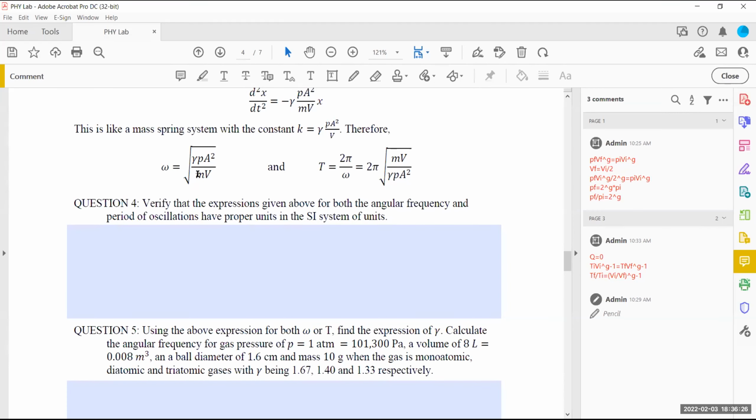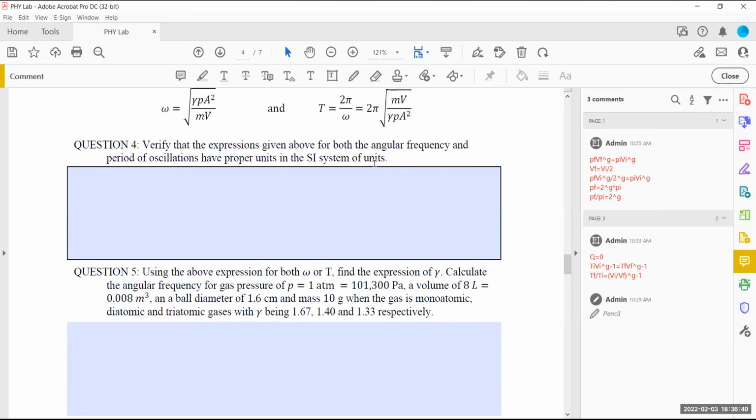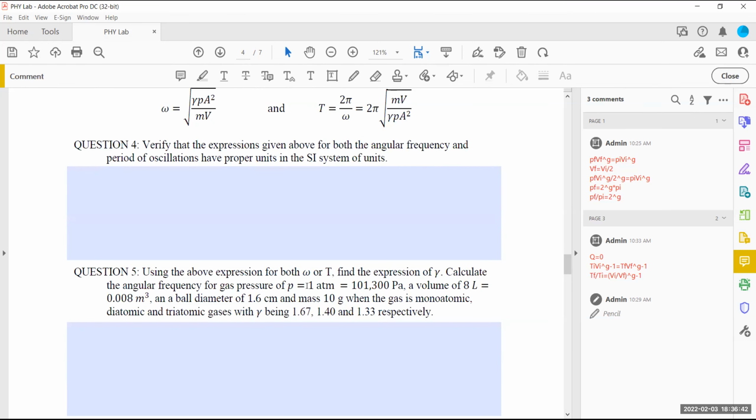Divided by a kilogram. That's what the mass is. And you have a volume in here, which is meter cubed. So cancel all of the units, take the square root, and you should find radians per second, or one over seconds. This should be in seconds, okay, just the inverse of this expression, that's all. Okay, just to check the units in here. Using the above expression for omega and T, find the expression of gamma.